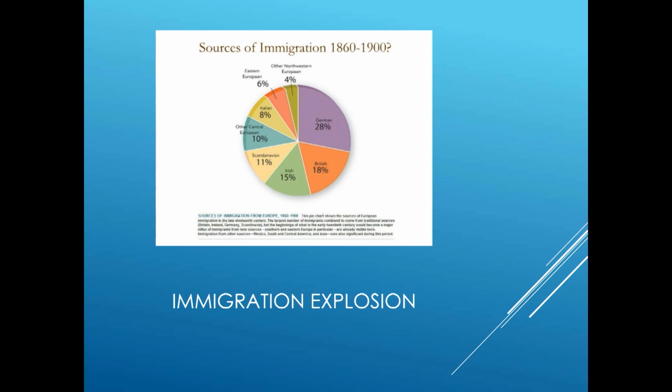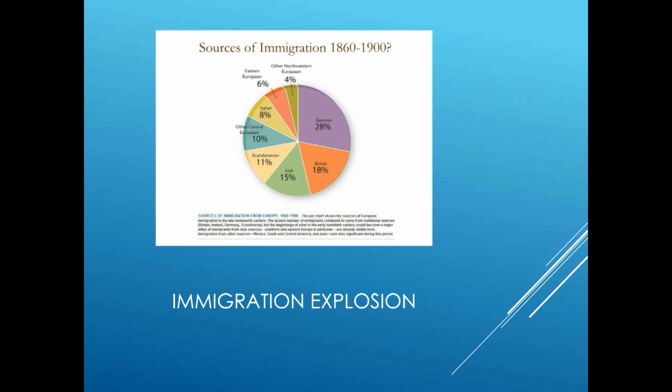Sources of immigration in 1860 and 1900. What we want to do is push your eyes to a couple of areas. If you see that purple area, look at Germans. Between 1860 and 1900, one of the largest groups that comes to America, of course, is going to be the German population. The British at 18%, the Irish at 15%.